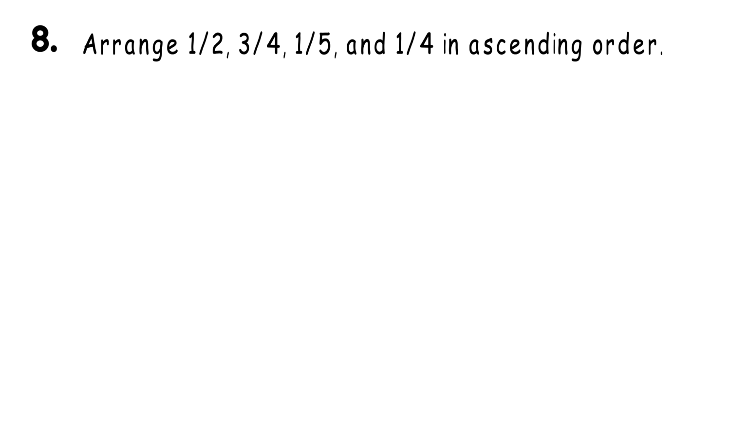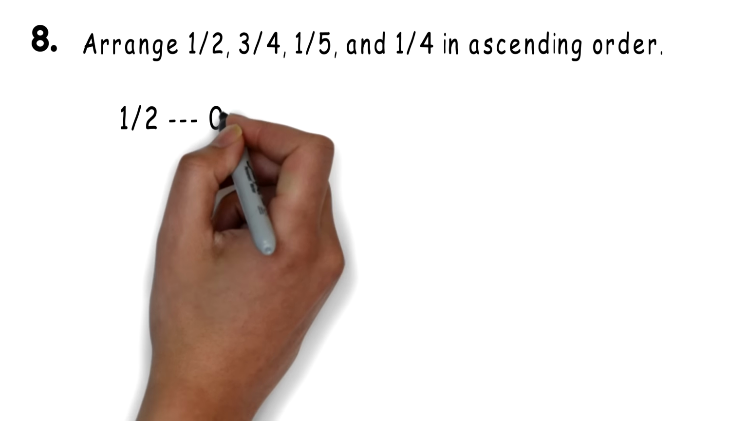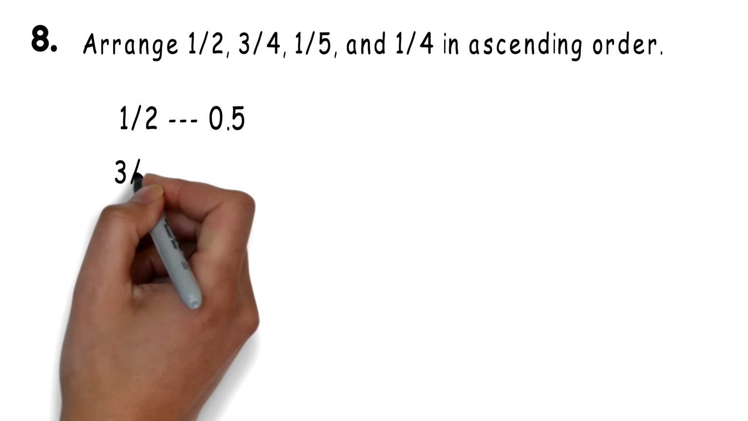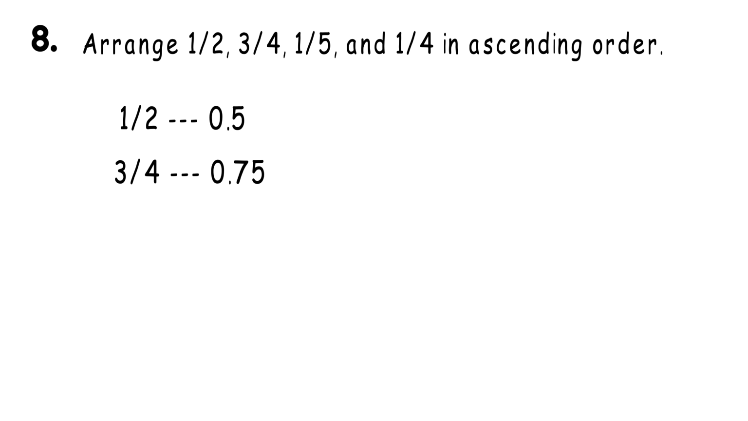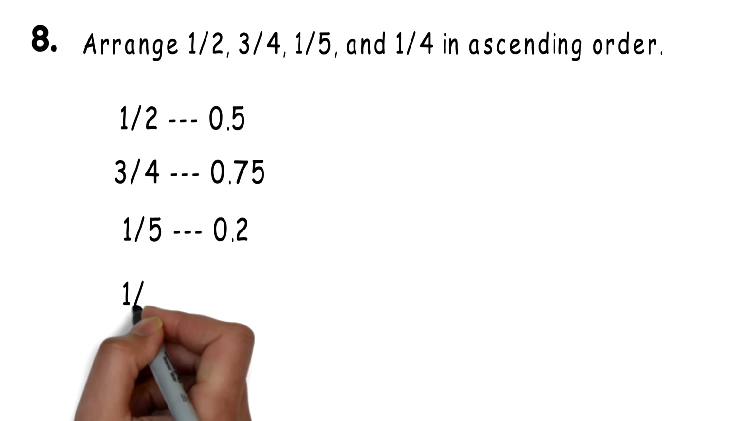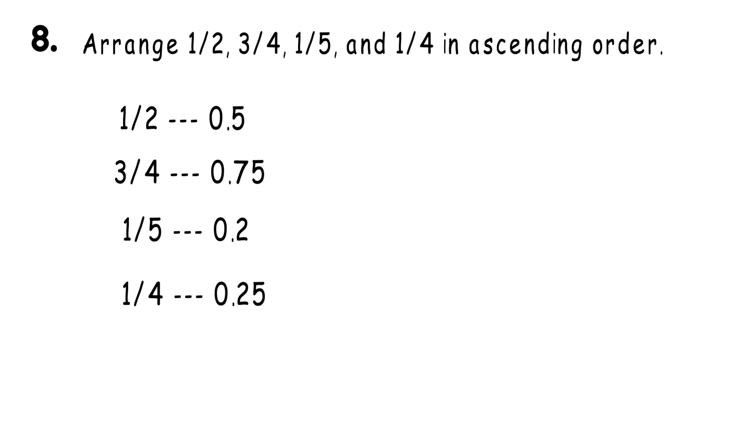We are supposed to arrange 1 over 2, 3 over 4, 1 over 5, and 1 over 4 in ascending order. The easiest way to compare multiple fractions is to convert them to their decimal form. These fractions here are common fractions that you have to memorize their decimal forms. 1 over 2 is 0.5. 3 over 4 is 0.75. 1 over 5 is 0.2. 1 over 4 is 0.25. Please memorize them right now.